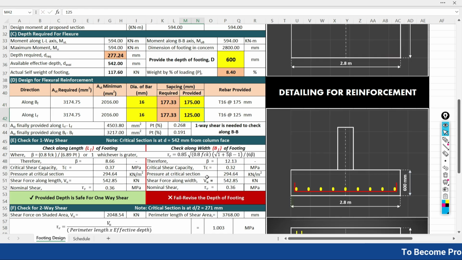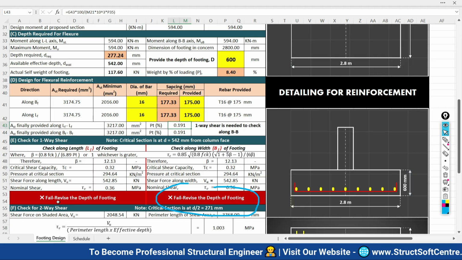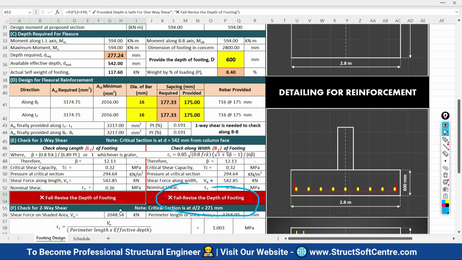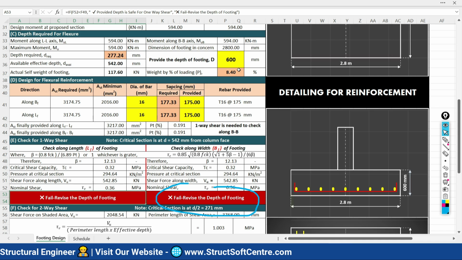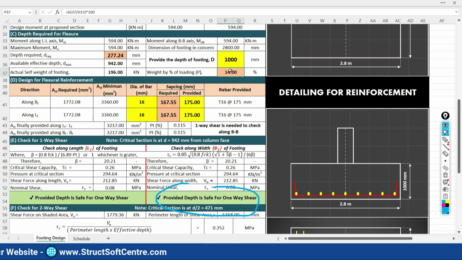If 175 along the width, it is failing along the width, one way shear check. 175 along the length, it is failing. Fail, revise the depth of the footing and or increase the reinforcement. These two solutions will be there. Either you can increase the depth, suppose 1000 mm depth, so it is now passing. So one solution is increasing the depth. I am not interested in increasing the depth.